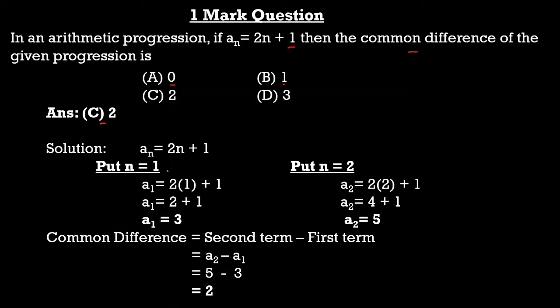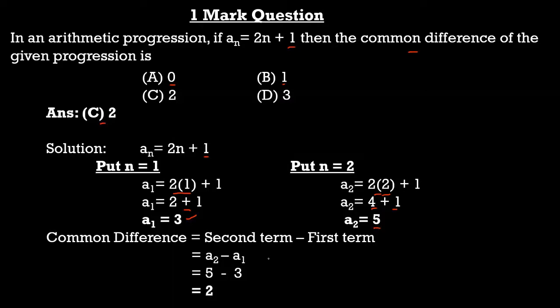To find first term, we have to substitute n is equal to 1 in this expression. A1 is equals to 2 into 1, where n is 1, plus 1. 2 into 1 is 2 plus 1. 2 plus 1 is 3. The first term is 3. Now we will calculate second term by substituting n is equals to 2 in this equation. A2 is equals to 2 into 2, where n is 2, plus 1. Next step, 2 into 2 is 4 plus 1. 4 plus 1 is 5. The second term is 5.